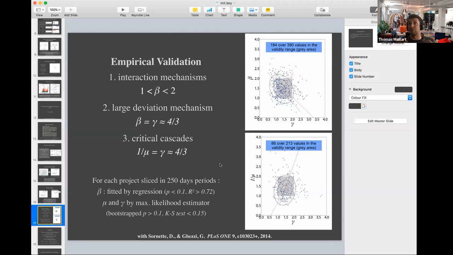We still looked at the statistical confidence beyond the graphs, and we found that the fits were quite good. For beta, we fitted by regression, and the p-value was smaller than 0.1. It's not great, but it's not that bad. And R-square was quite high. Same thing with mu and gamma, which we fitted by maximum likelihood estimator. And here we found quite strong support.